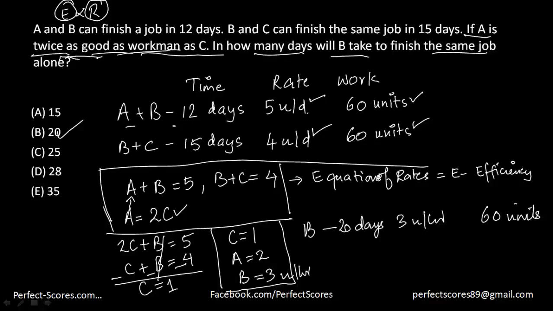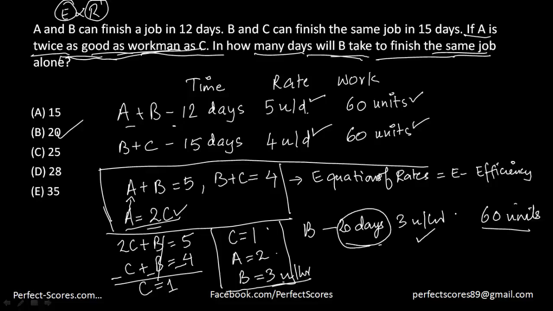So I would say A plus B is 5 and B plus C is 4. And the question says that A is twice as good a workman as C, that means A is equal to 2C. So I have these three equations and these three variables. I went ahead and solved all three and got the rates of C, A and B. Now the question is asking how many days will B alone take to finish the same job. If B finishes 3 units per day, for B to finish 60 units, it is going to take 20 days working at this rate, right? So I suppose you've understood this one over here.